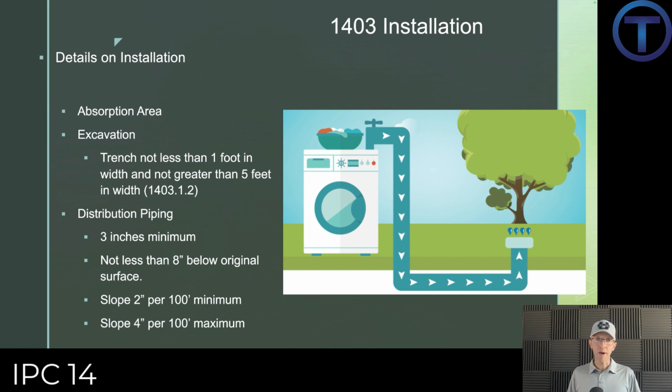Now, distribution piping, that's what we're going to bring it out there with, has to be at least 3 inches in diameter, not less than 8 inches below the surface. So we do actually trench these down into the ground and have a slope of 4 inches per 100. We're talking about our typical slope, 1/8 to 1/4 inch per foot.